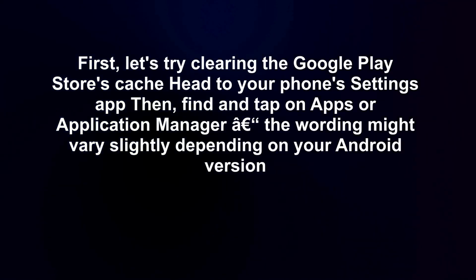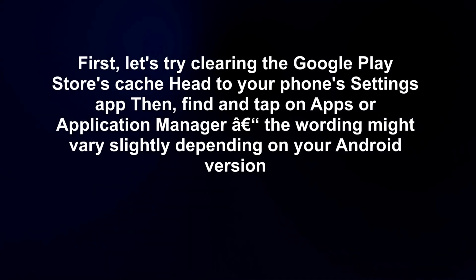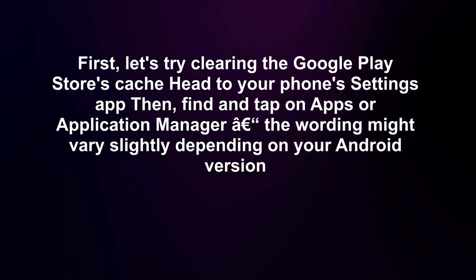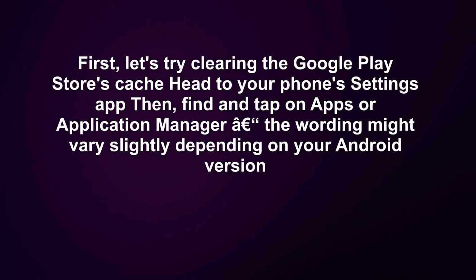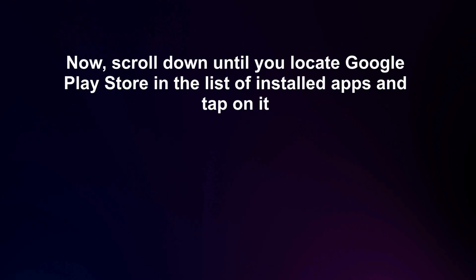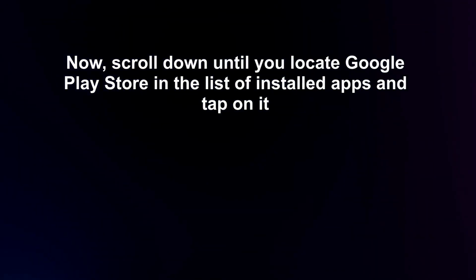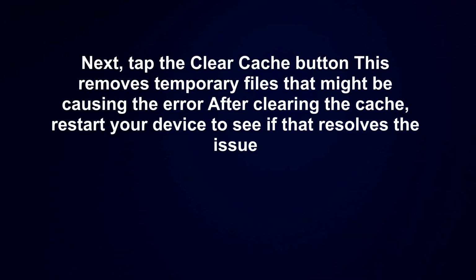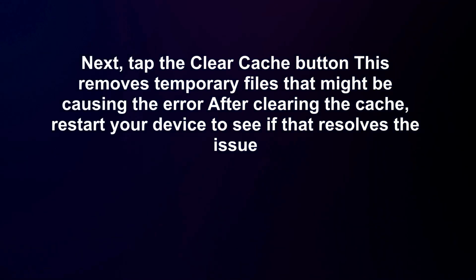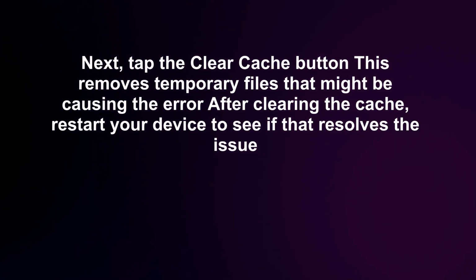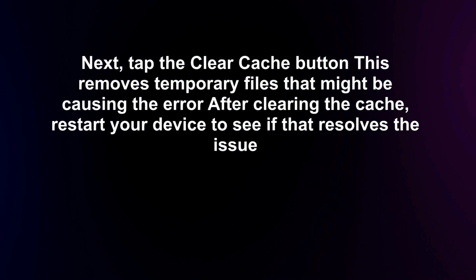Head to your phone's Settings app, then find and tap on Apps or Application Manager. The wording might vary slightly depending on your Android version. Now, scroll down until you locate Google Play Store in the list of installed apps and tap on it. On the Google Play Store app info screen, tap on Storage. Next, tap the Clear Cache button. This removes temporary files that might be causing the error. After clearing the cache, restart your device to see if that resolves the issue.